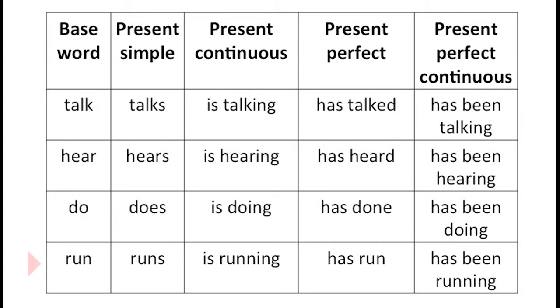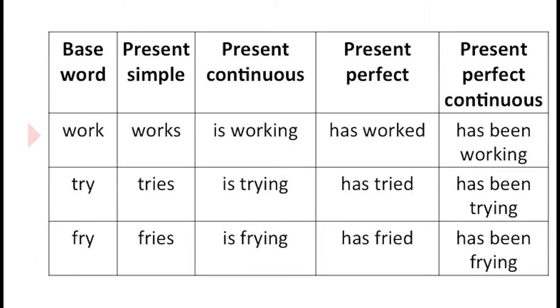Run. Present simple, runs. Present continuous is running. Present perfect, it becomes has run, and present perfect continuous has been running. Work. Present simple, works. Present continuous, is working. Present perfect has worked. Present perfect continuous has been working.